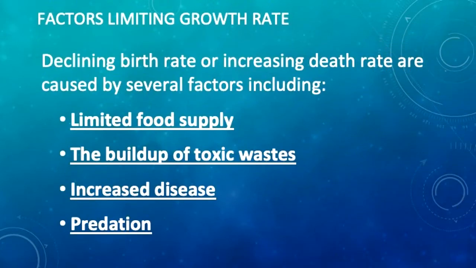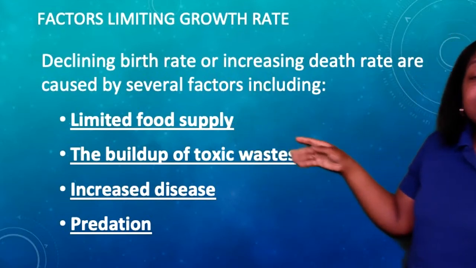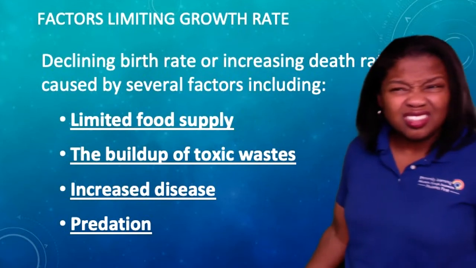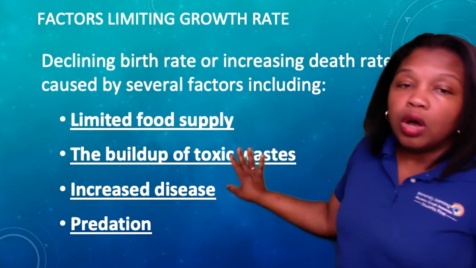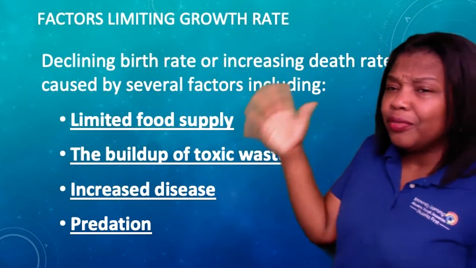Okay. All right, so what are the things that will cause declining birth or increased death rates? Limiting food supply, buildup of toxic waste, increased disease, and predation. So what does that mean? So we talked about this, buildup of toxic waste. This tends to happen with pollutants. A good example of buildup of toxic waste is the DDT, which is something from years ago.